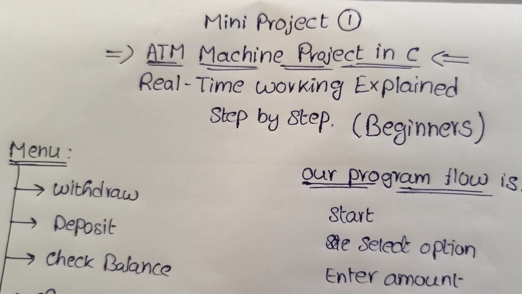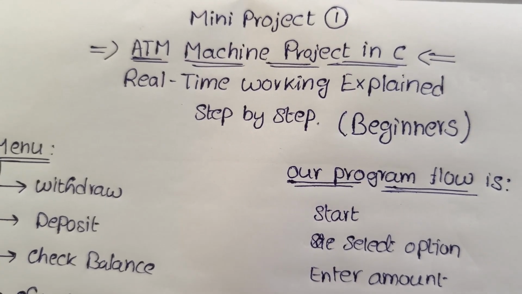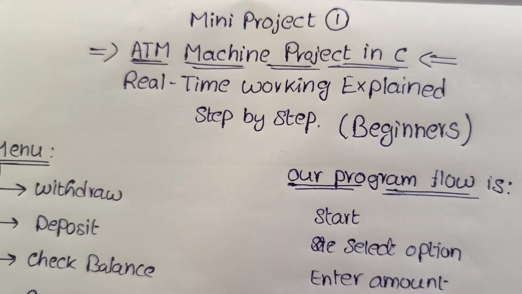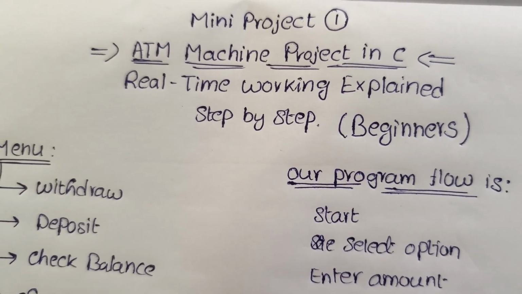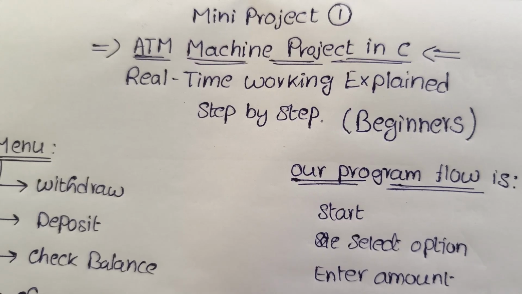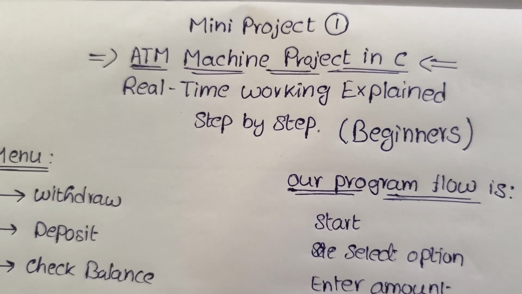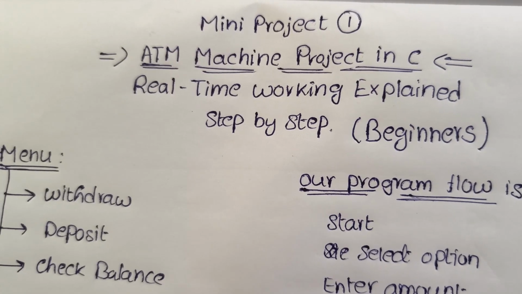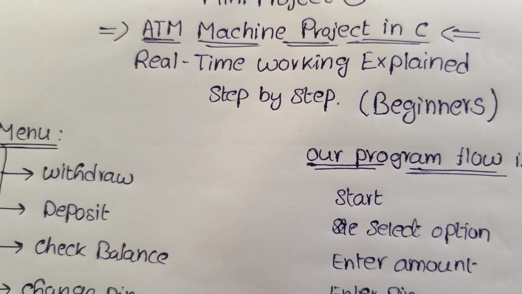So today in this video we are going to understand how ATM machines work by using the C programming language in a real-time scenario. Before directly writing the program, let us first understand the logic behind the ATM machine's working process. Because if you understand the logic clearly, then implementing it into a program becomes very easy. So now let us see the real-time working flow of ATM machines by using a flowchart.